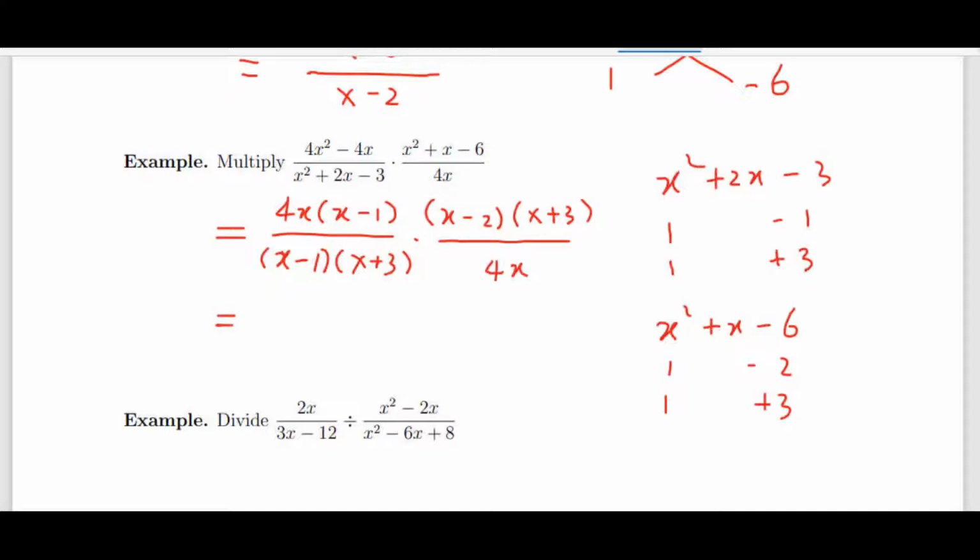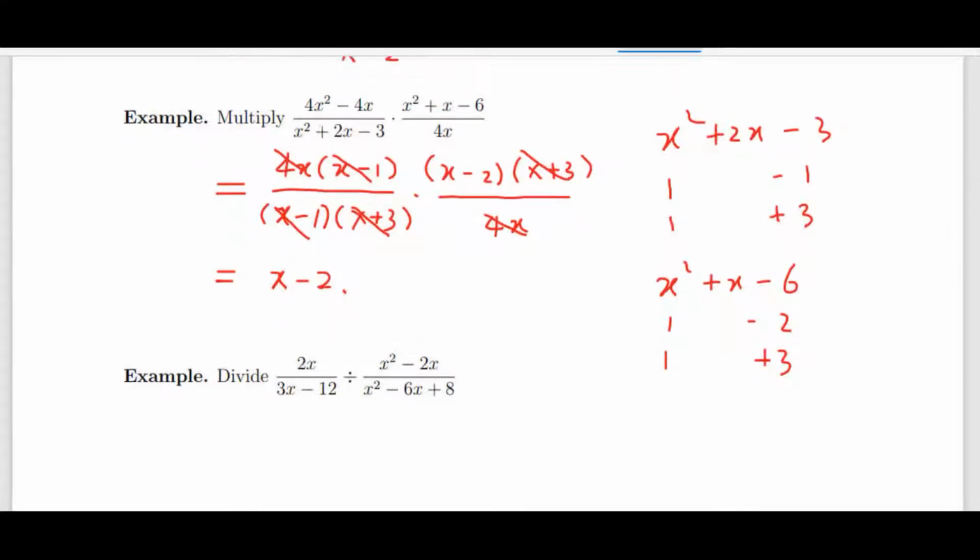Okay, so we found we can cancel many things, right? So 4x cancelled. X minus 1 cancelled. X plus 3 cancelled. So we find the result of this multiplication is this. Such a problem we can also regard as just a simplification, right? If we can cancel some things, cancel.